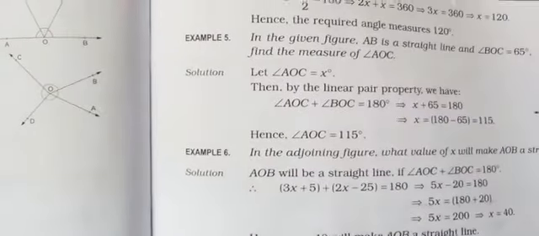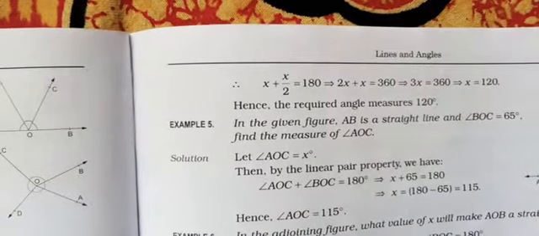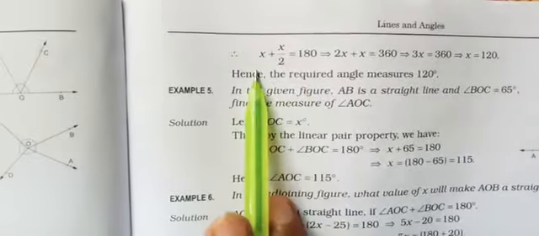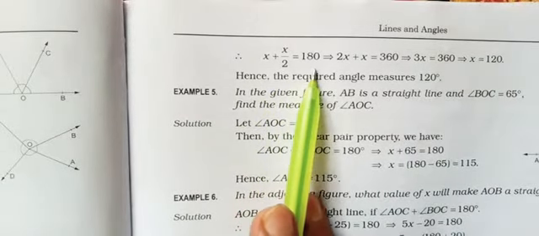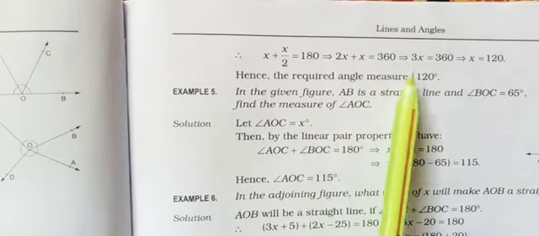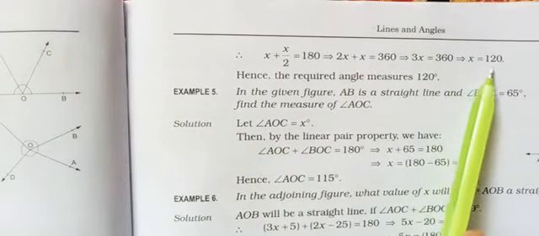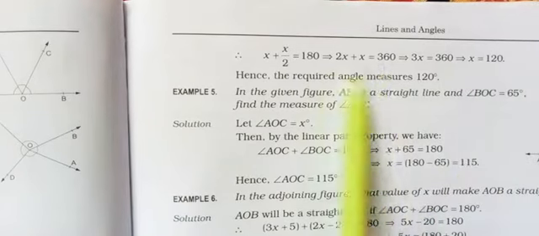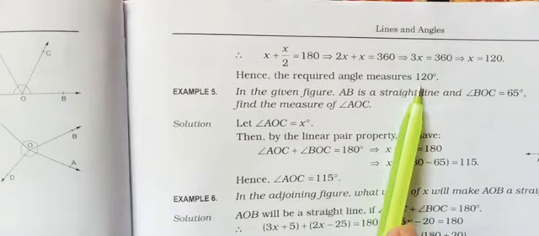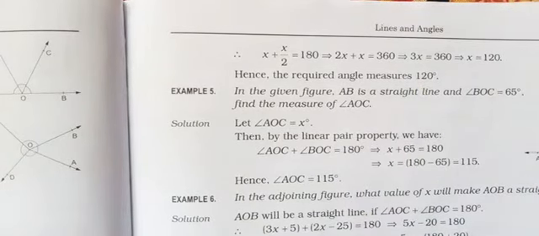So next our process is to make a linear equation, that is x plus x by 2 is equal to 180. That implies 2x plus x is equal to 360, implying 3x is equal to 360, so x is equal to 120 degrees. By solving this, we have got the required measure equal to 120 degrees. So 120 degrees is the angle which is double its supplement.